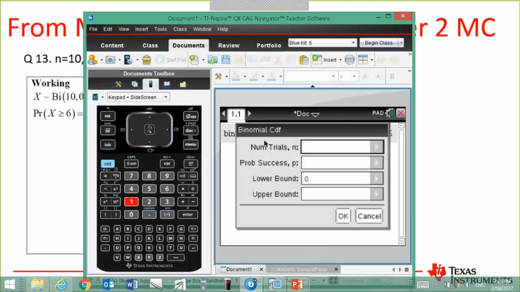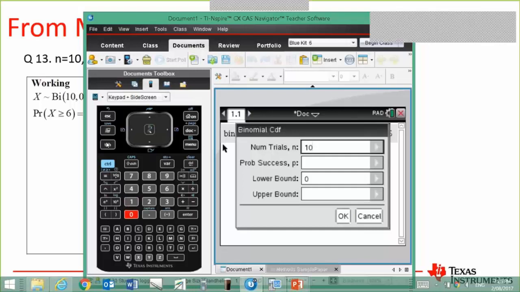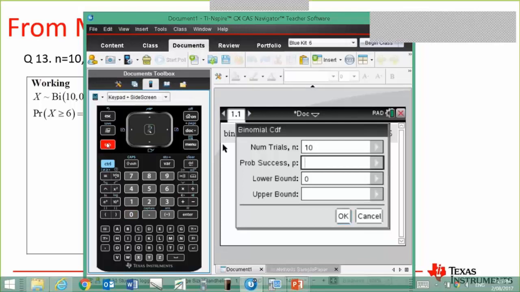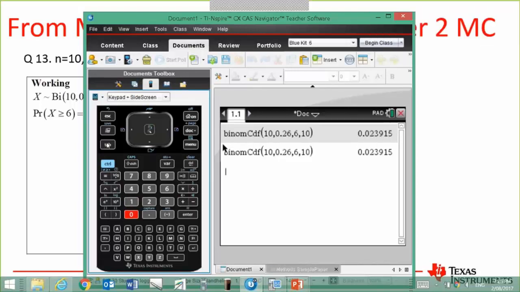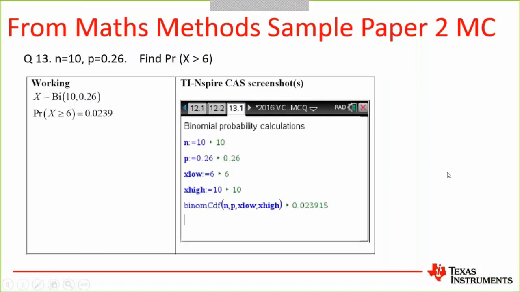And our number of trials is 10. To move between the sections here, I press the Tab key in the window. And the probability of an individual success was 0.26. The lower bound was 6. And the upper bound, remembering there were 10 trials, will be 10. Isn't it nice we've got those little wizards that will guide you through? So I'm hoping that at this stage you will have explored those lists, but if you haven't, then make sure you do.